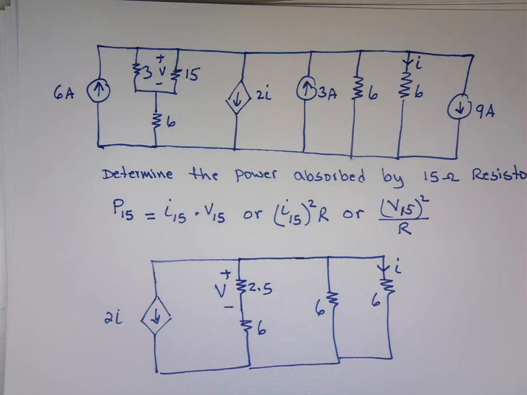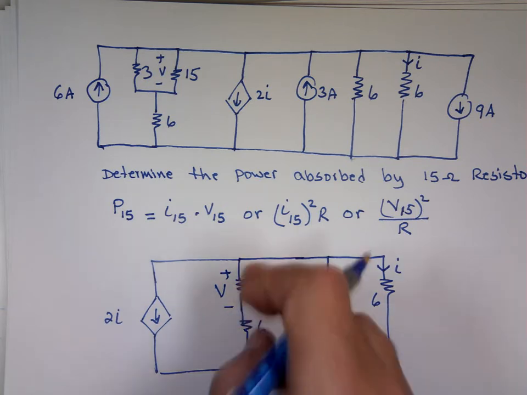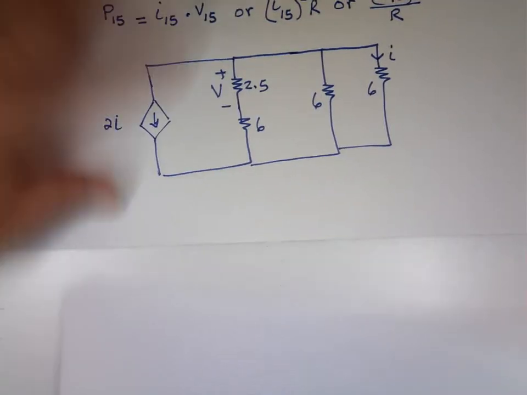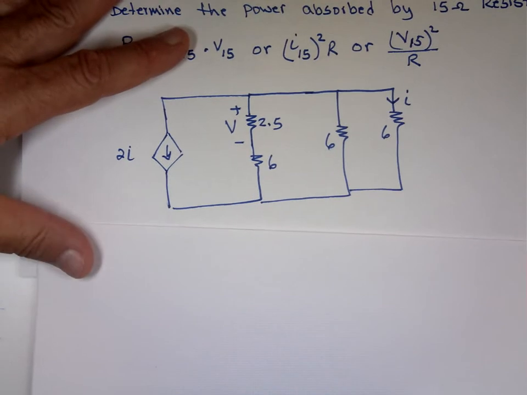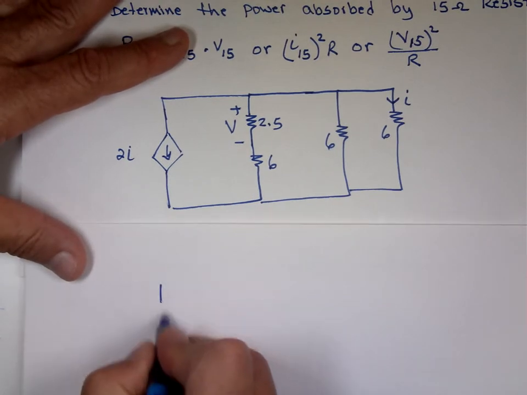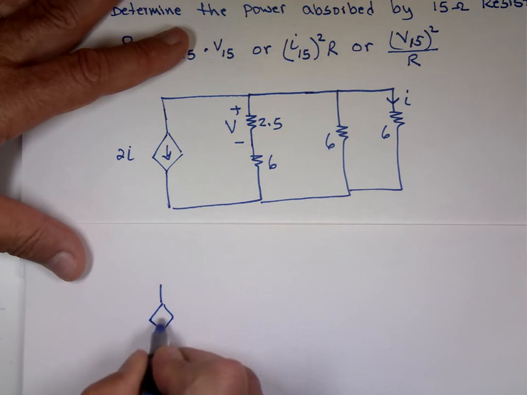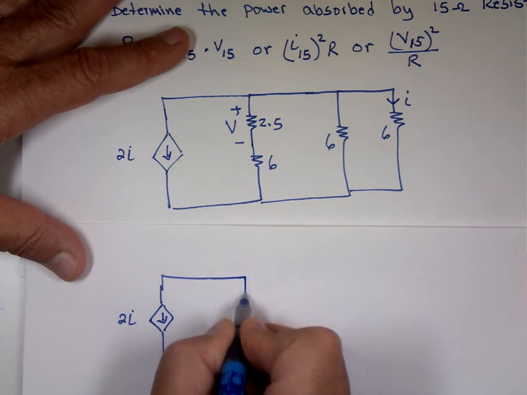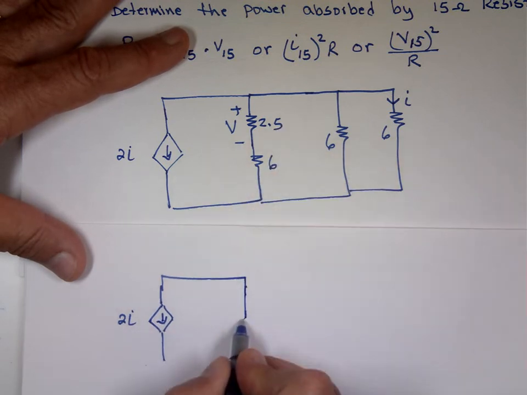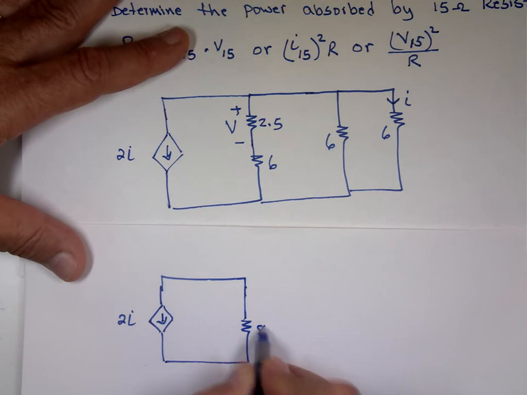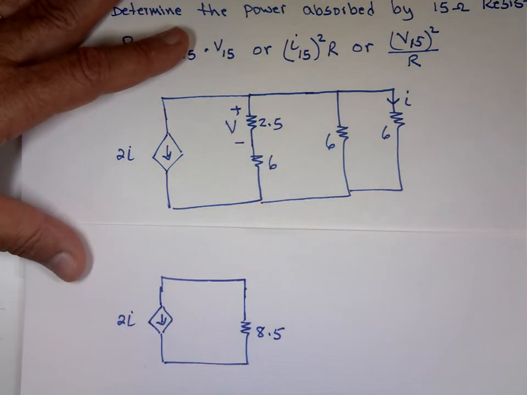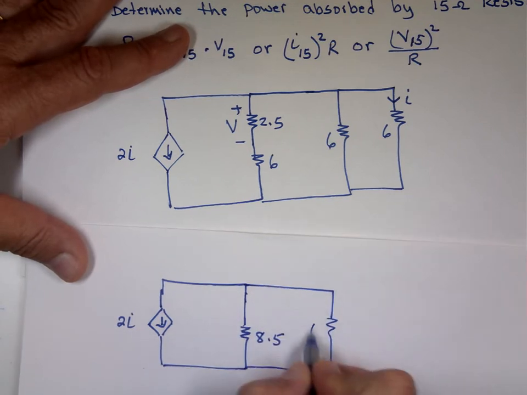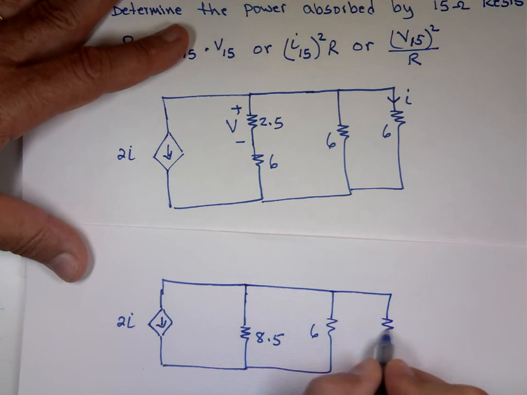You wanted to combine these two, right? Well, if you combine these two, you're going to lose V. I'm okay with that, as long as I have that picture above there. 2.5 and 6 is what? 8.5. Now I lost V. I get the 6. And I got here 6, which is I.